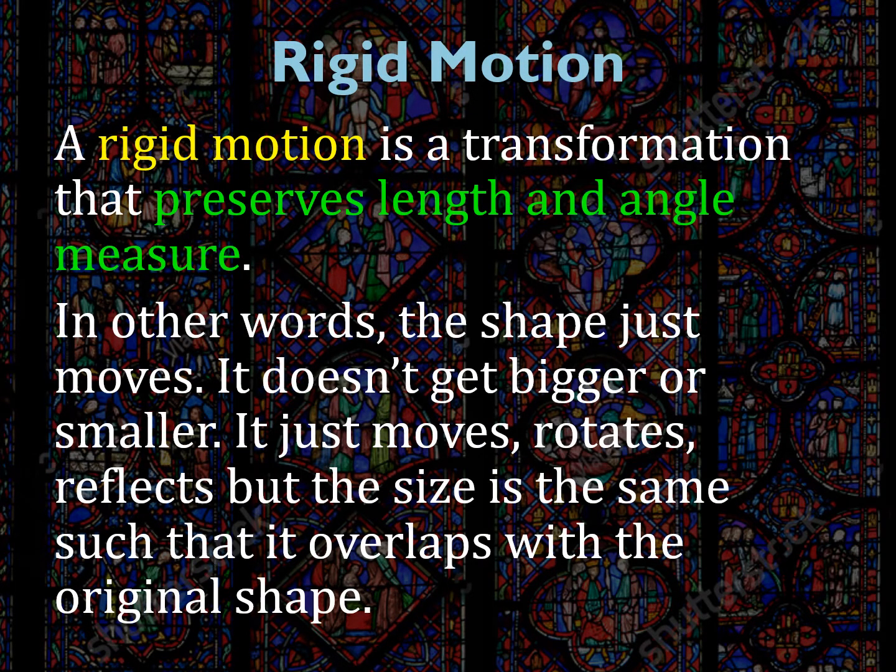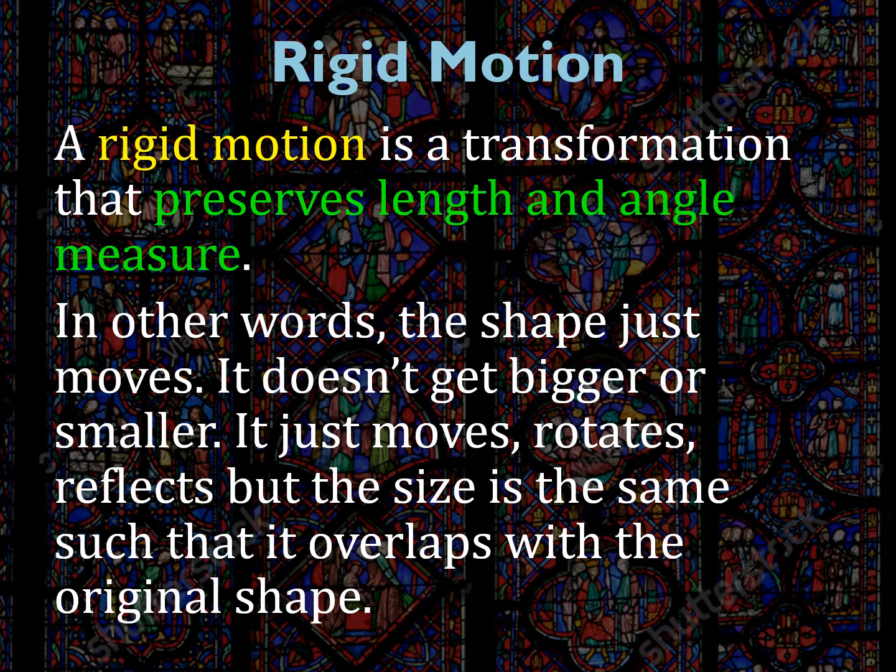All right, to add another vocabulary term, and you're going to see this a lot in Chapter 11, a rigid motion is a transformation that preserves length and angle measure. In other words, the shape just moves. It can move, it can rotate, which means it spins around. It can reflect, which means you basically flip it, but the size is the same. So if you were to actually overlap the shapes, they would match perfectly. The shape is not growing or shrinking. It's rigid.